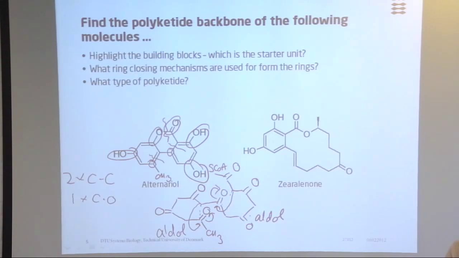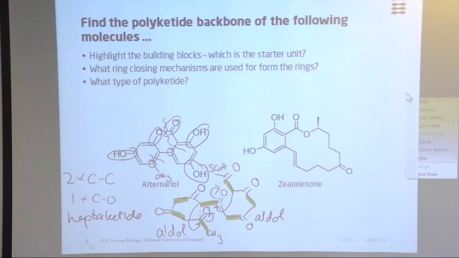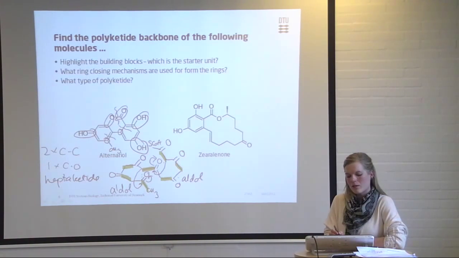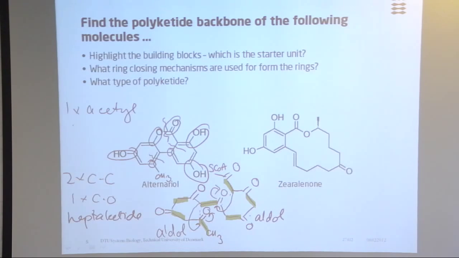And in this case, we got 1, 2, 3, 4, 5, 6, 7 carbonyls. So it's a heptaketide. If you want to, you can highlight the building blocks, and you start from the end with the starter unit furthest away from acetyl coenzyme A. So that's down here. Then you got one unit here, one here, one here, one here, one here, and one here. So in this case, we don't have any unusual extender units or starter units. We have an acetyl coenzyme A down here. And then we got 6 malonyls. So 1 acetyl and 6 malonyl.